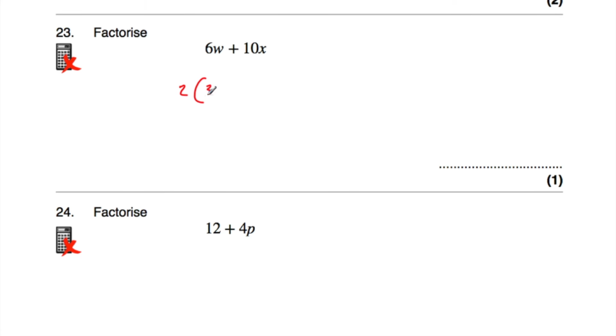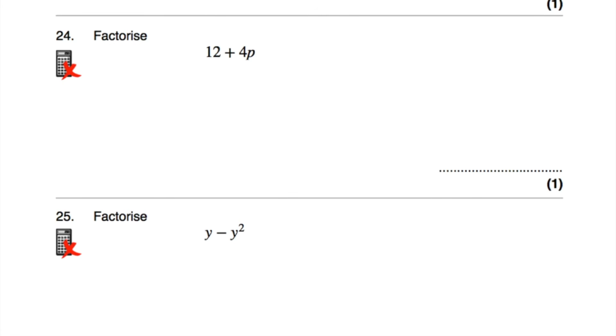6w divided by 2 is 3w. And then we've got plus, and then 10x divided by 2 would be 5x. And that's it. So the answer would be 2, open brackets, 3w plus 5x. And that's it. Okay, let's have a look at our next question, question number 24.